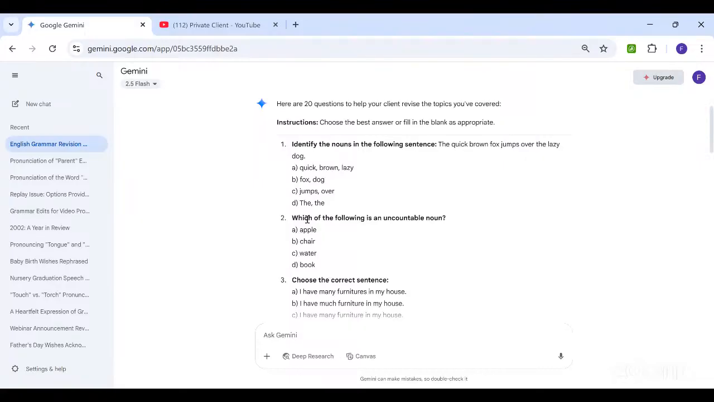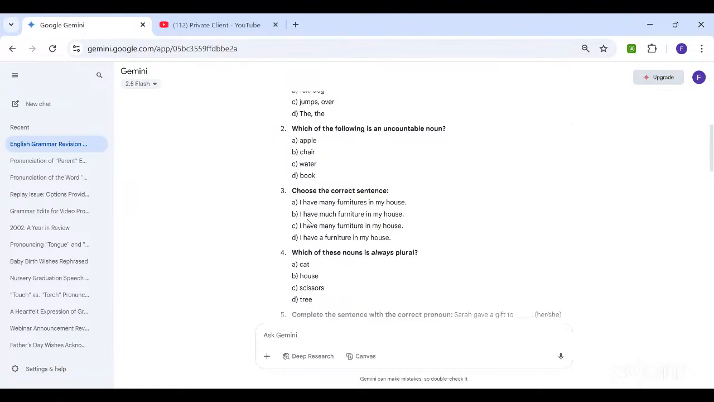Very well. Now the third one says, choose the correct sentence. Which of these sentences is the correct one? I have many furnitures in my house. I have much furnitures in my house. I have many furniture in my house. I have a furniture in my house. Can I say C? Yes, C is correct.